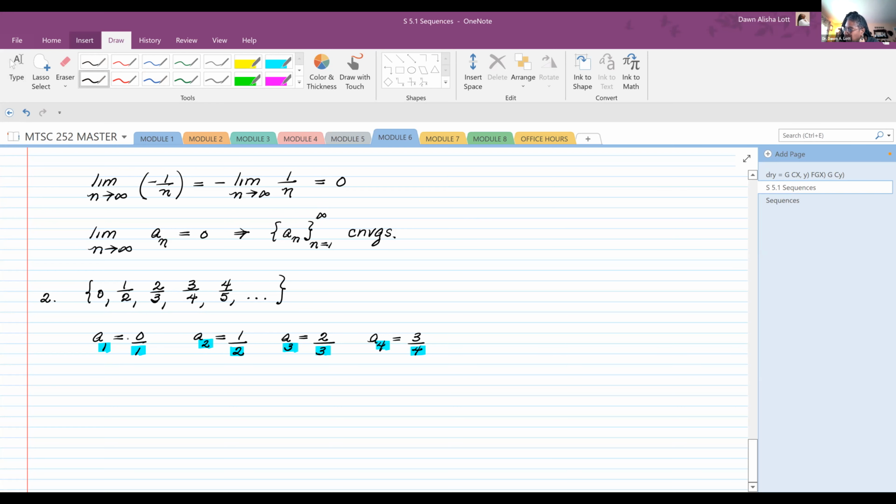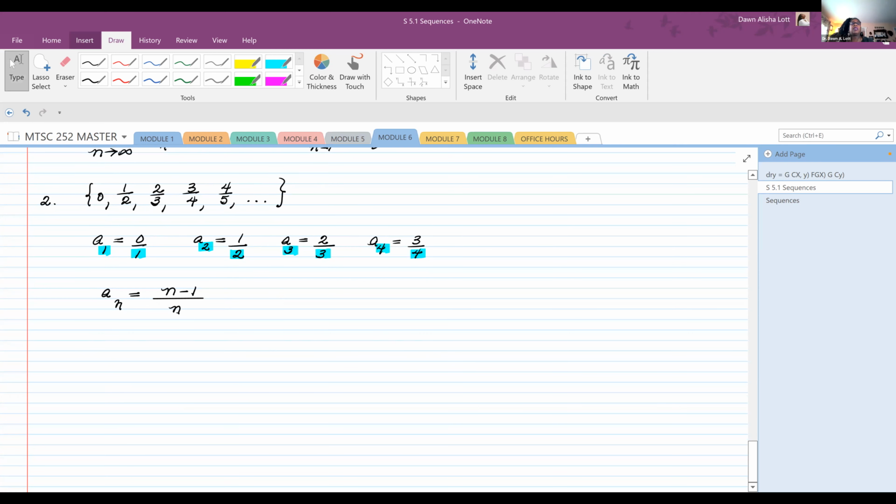Okay, so therefore, AN looks to me like it has N in the denominator. And the number above it is always 1 less. Oh, this is a B. I apologize. This is BN. And these, oh, well, they're all A's now. This was supposed to be BN, but it's now AN. Okay, and so the number above it is always 1 less. So AN looks like N minus 1 over N.